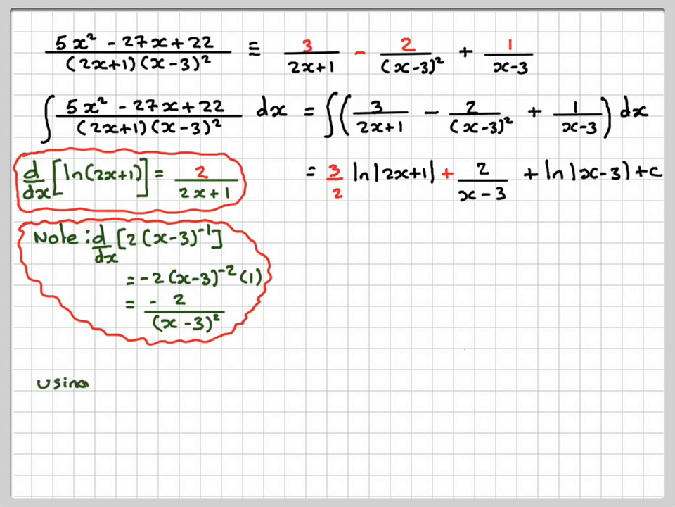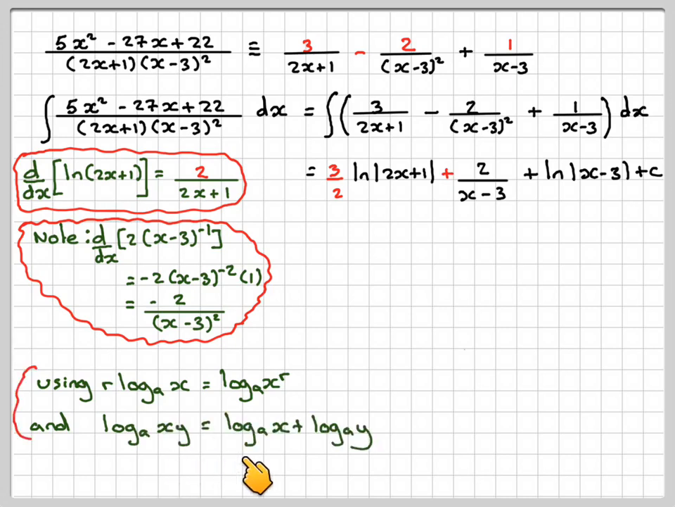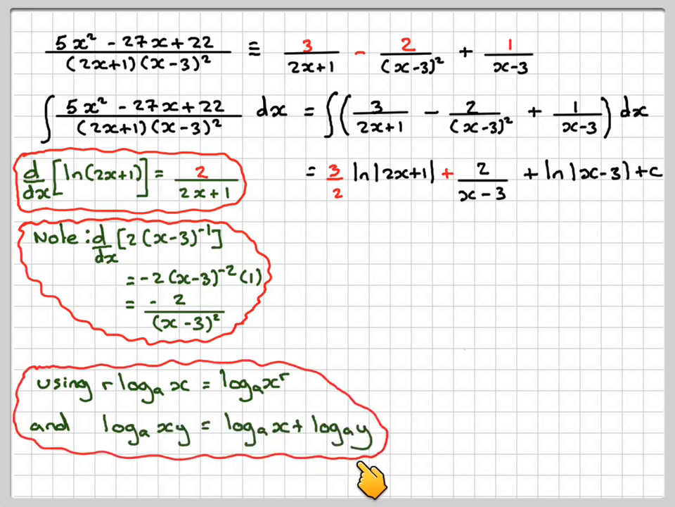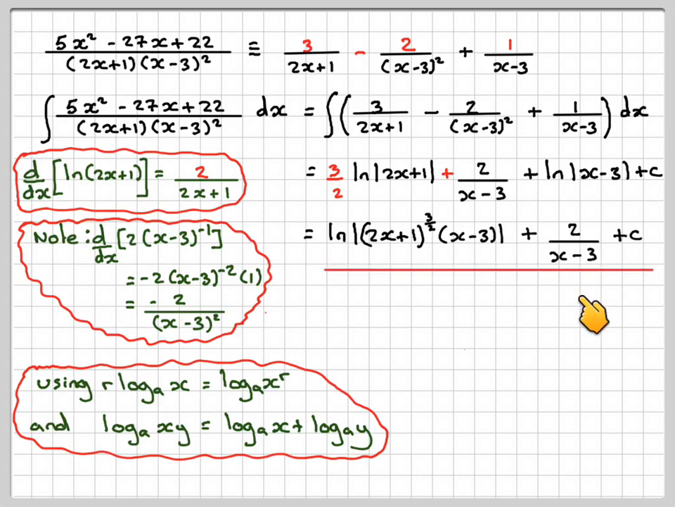Now applying some rules of logarithms. So r log_a of x is log_a of x^r, and log_a of xy is equal to log_a of x plus log_a of y. That will give an answer of ln of (2x + 1) to the 3/2, applying that rule here, plus ln of that, just multiplied by (x − 3), and then plus 2 over (x − 3), and then plus c.